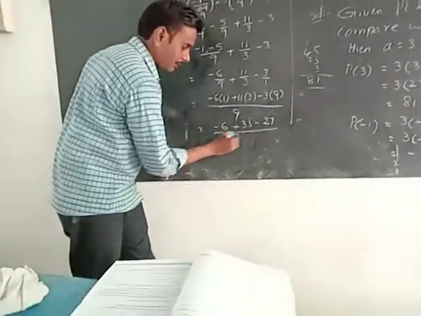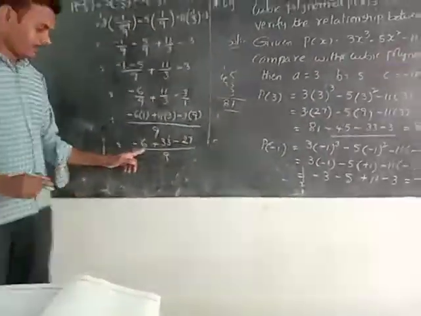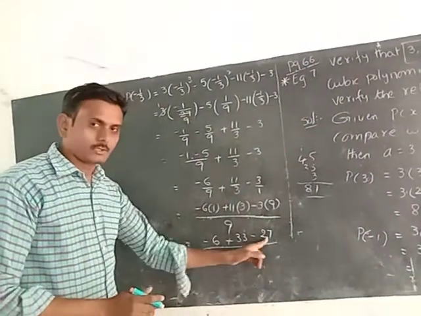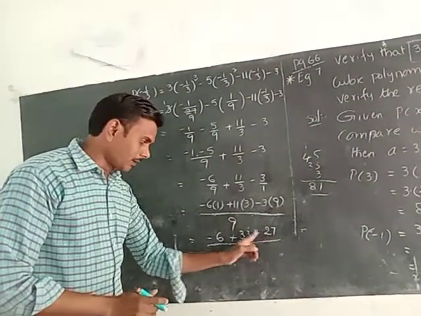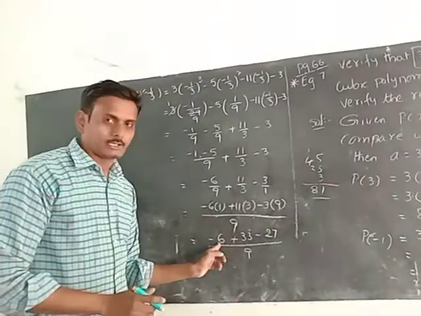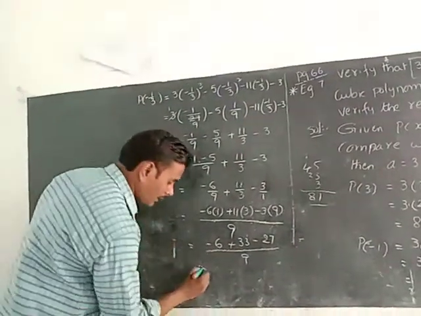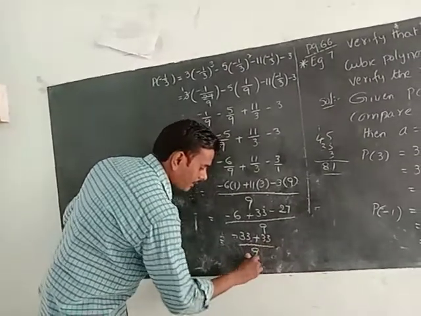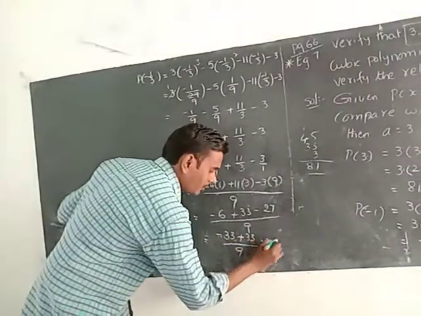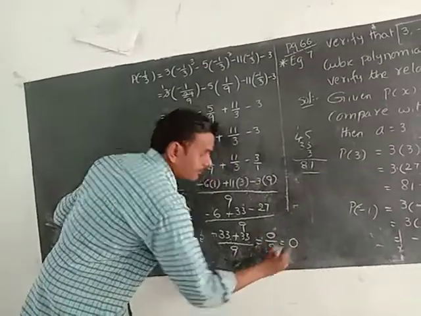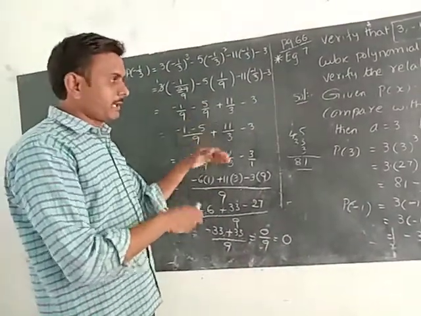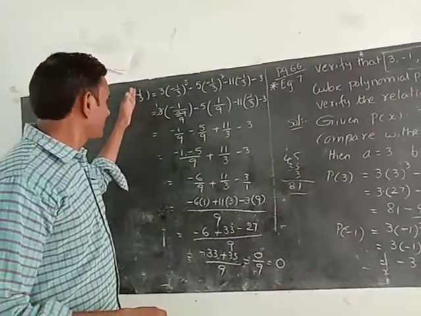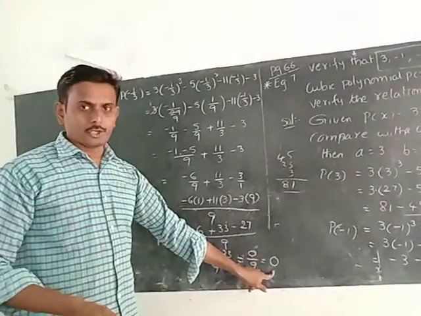Minus 27 by 9. Observing our numerator part, minus 27 and minus 6 have the same sign, minus. By adding these two, 27 plus 6 is 33, both having the minus sign. So minus 33 plus 33 by 9. Minus 33 plus 33 means 0 by 9, and 0 by 9 means 0. By replacing these three values, P of 3, P of minus 1, P of minus 1 by 3, we are getting 0.